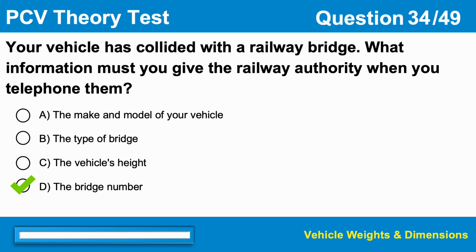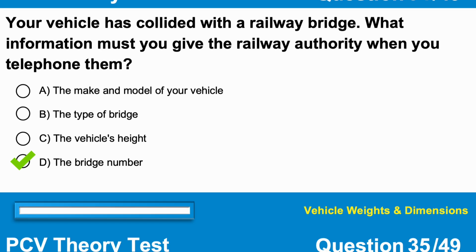The correct answer is D. The railway authority needs to know immediately if one of their bridges has been hit. You'll need to tell them the number of the bridge so they can identify it. The railway authority will then take action to prevent railway passengers from being put at risk.